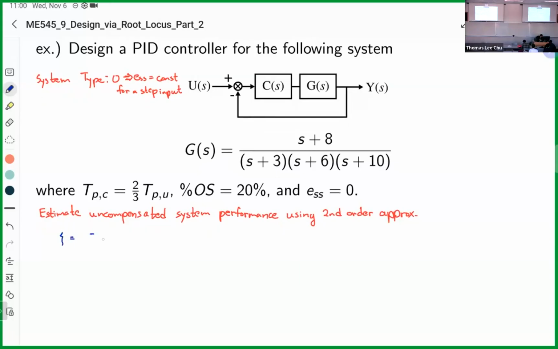Well, first of all, we just got to calculate our damping ratio because that's our first design requirement. You're going to see that the damping ratio is the negative natural log of the percent overshoot divided by 100, divided by the square root of pi squared plus natural log squared of percent overshoot divided by 100. And we get 0.456.